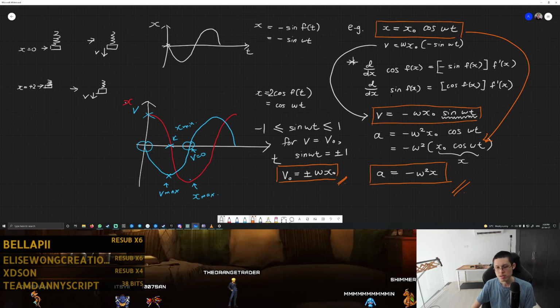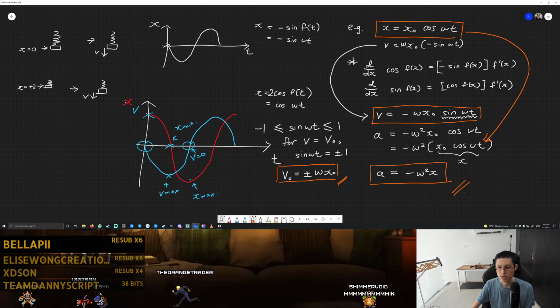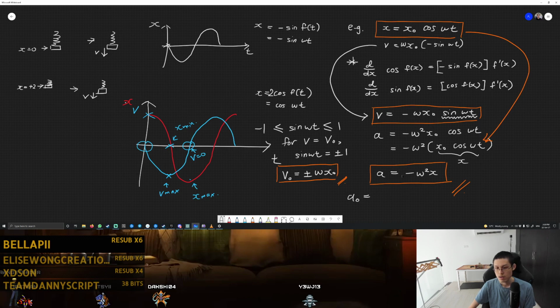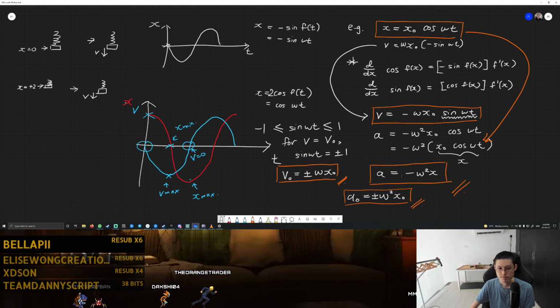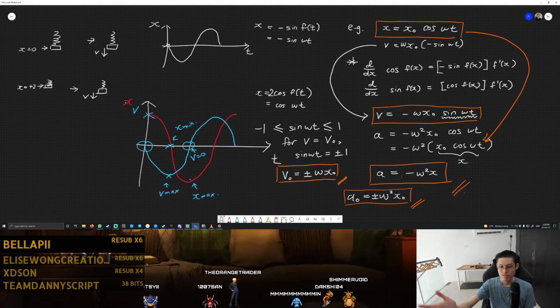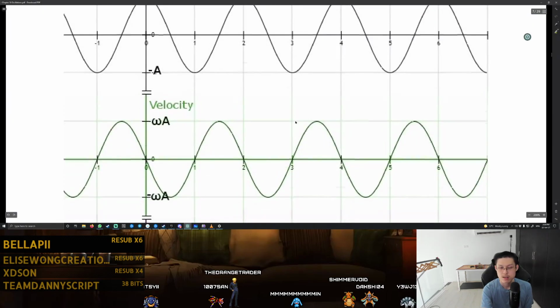What about my maximum acceleration? Well, you just have to look at this part right here. You see that the only variable is x, the thing that changes. So the maximum value of x is x naught. Therefore, my maximum acceleration is just omega squared x naught. Okay, so basically these are the couple of things that you gotta know. And then we're done.